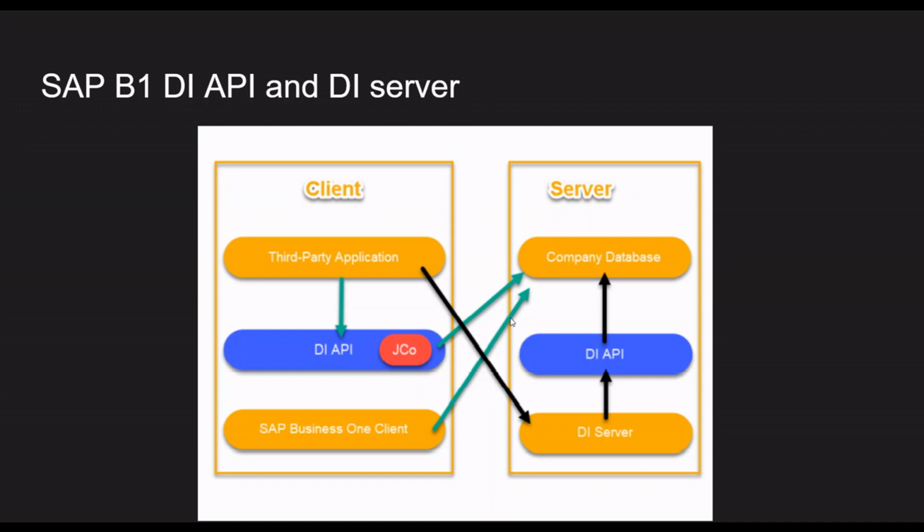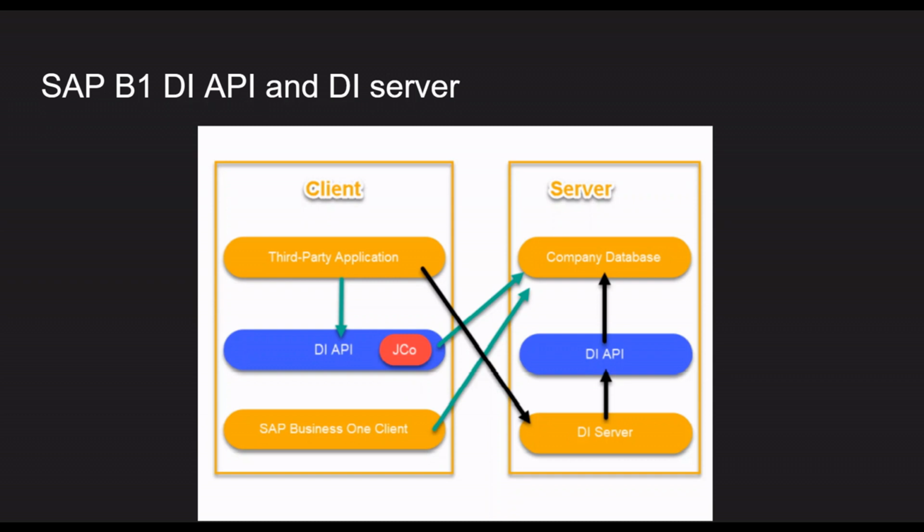And the DI server is designed to be used on the server side, and the web application is connected to the DI server. The DI server communicates with the DI API, and the DI API instance that is deployed on the server side finally manages the low-level communication with the company database, as shown by the black line. And this process is demonstrated as well, as you can see. So the third-party application goes through the DI server API and then to the company database.